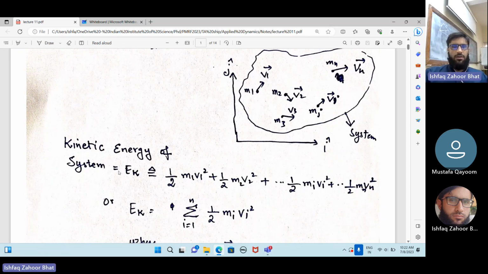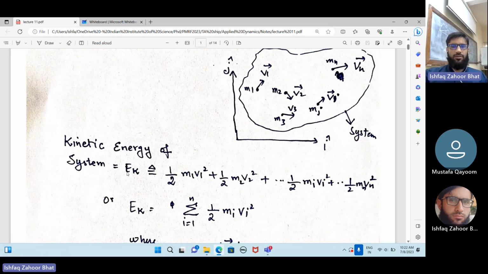So how will we define it? We define the kinetic energy of the system as E sub k, and by definition, this is the symbol for "by definition", it is equal to 1/2 m1 v1 squared, that is the kinetic energy of this particle, plus the kinetic energy of the second, plus the kinetic energy of the third, up to the kinetic energy of the nth particle. So this is the kinetic energy of the system.